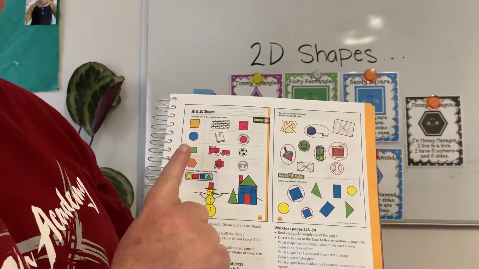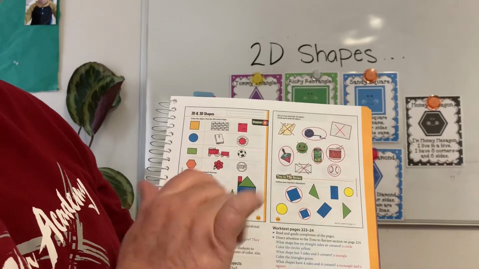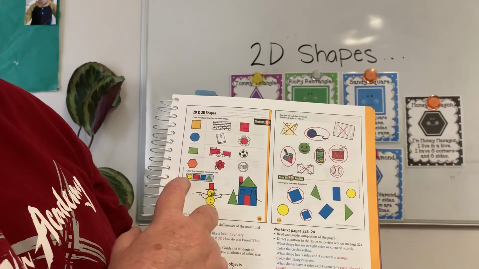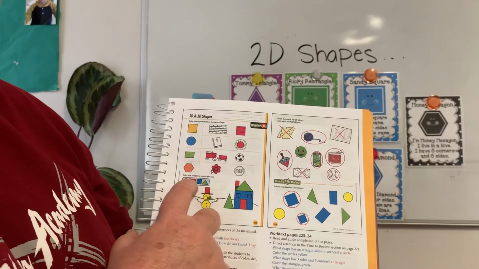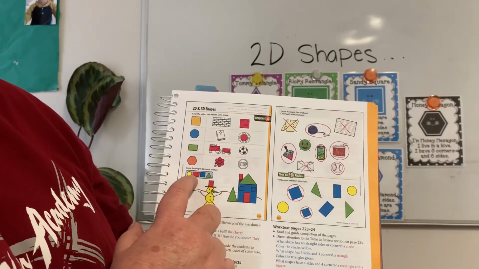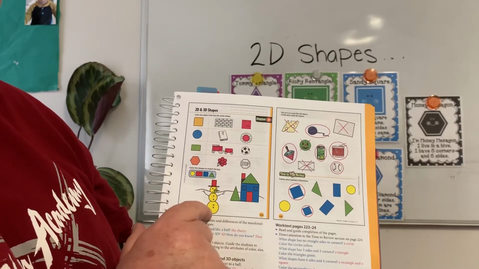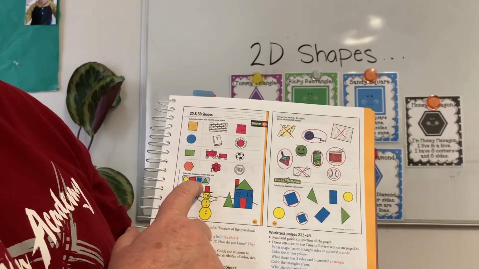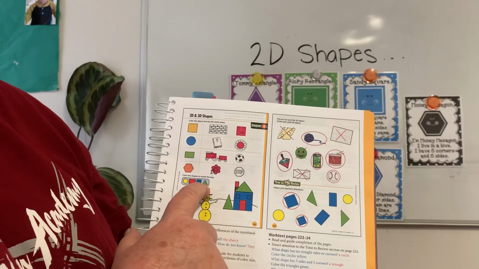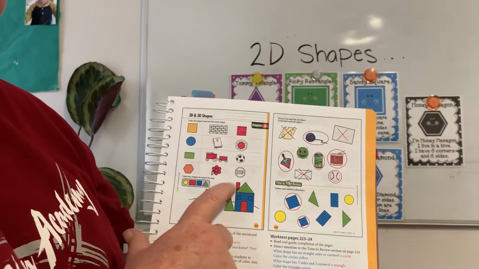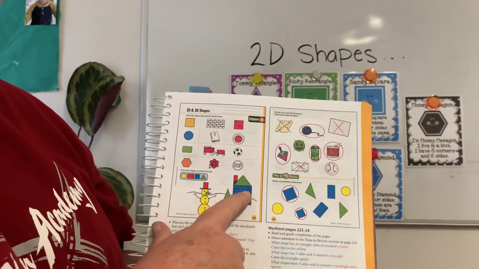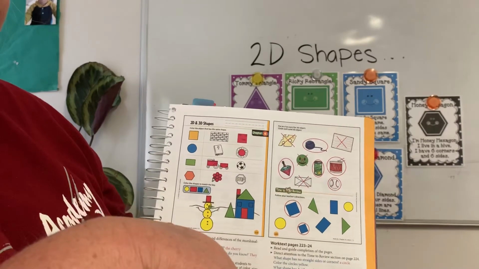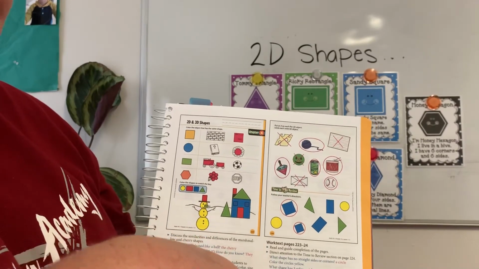hexagon. Now, when we come to the lower half of the page, Mrs. Acaros has showed you before, this here is our decoder. So you're going to go in here and you're going to find all the circles and color them yellow. All the rectangles are red, all the squares are blue, and all the triangles are green. Okay, you're going to color them in. Remember, neatness counts, and Mrs. Carroll will be looking at these papers.